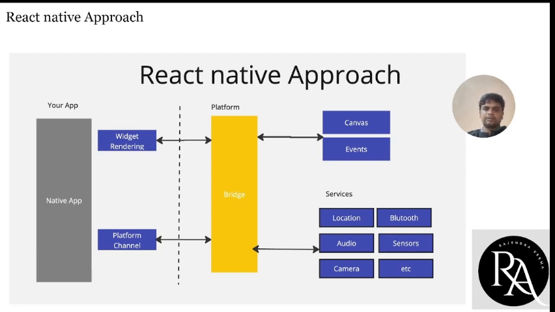So in the React Native approach, we remove the web view, and there will be a bridge, the intermediate between your app and the platform. That bridge is mainly developed in JavaScript. Now you can develop the app for multiple platforms. Suppose this is your React Native app, and it will communicate to any of the platforms, whether it is the iOS platform, Android platform, or the Windows platform. But the communication is through the bridge.